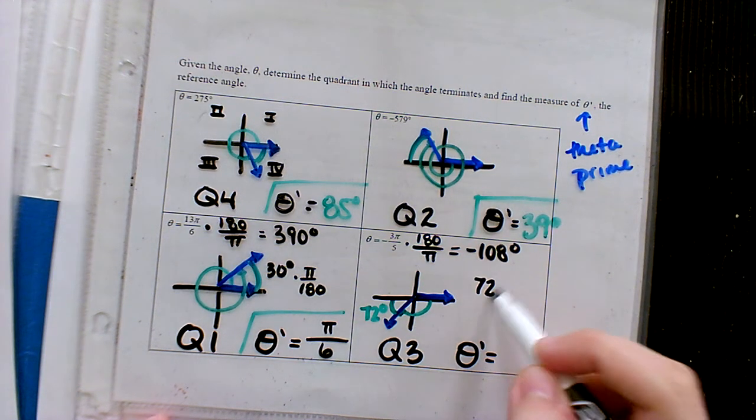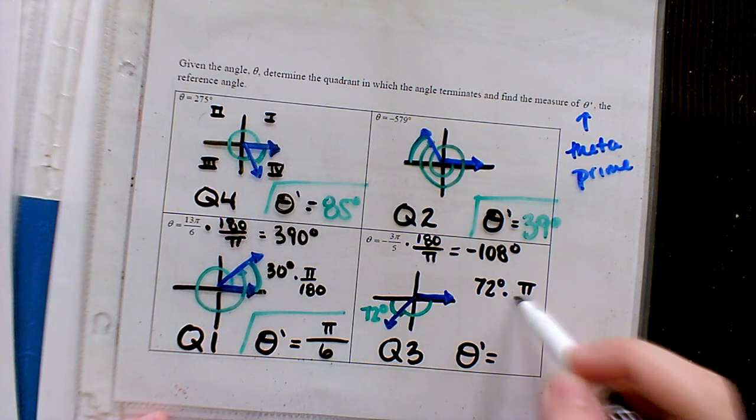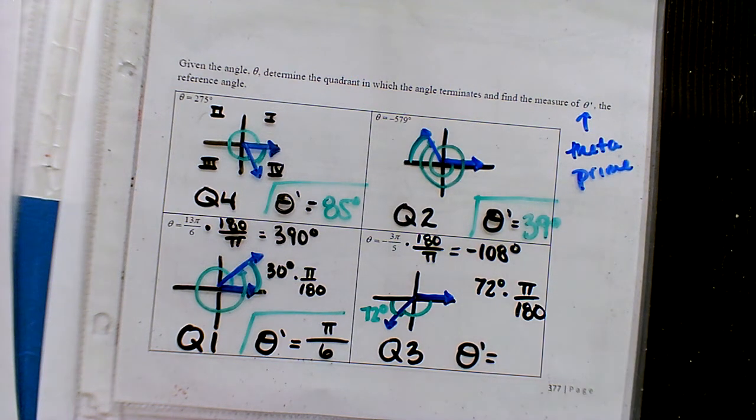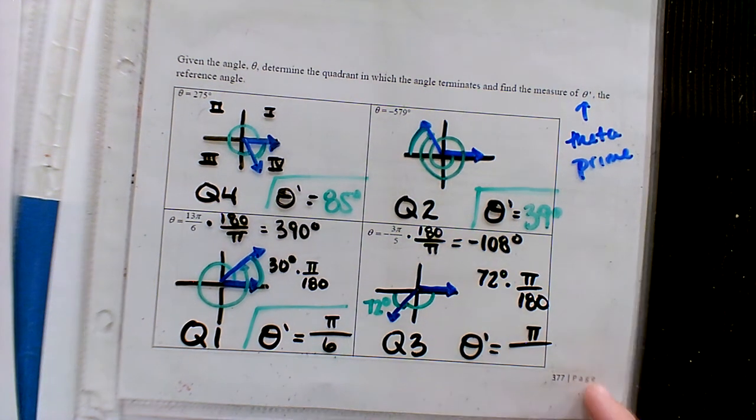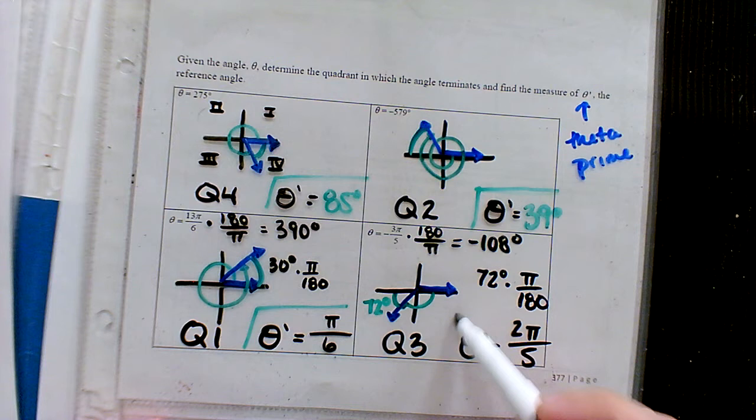Let's take that 72 degrees and multiply by pi over 180. We're going to keep the pi. We're just going to simplify the numerical values. So if we simplify 72 over 180, we get 2/5. 2 pi over 5.